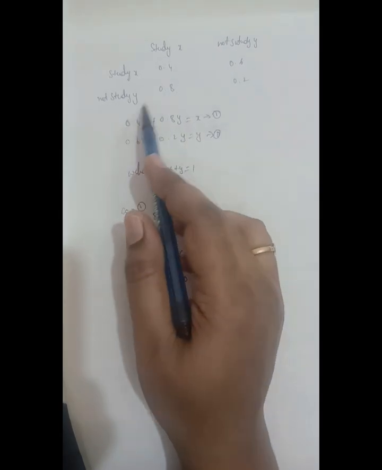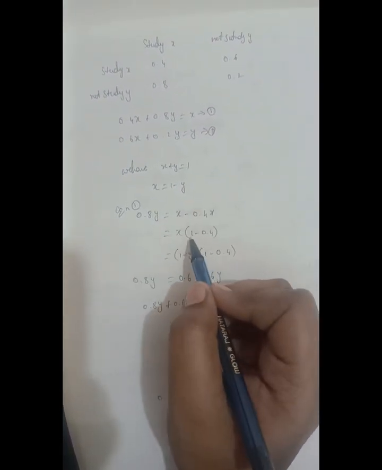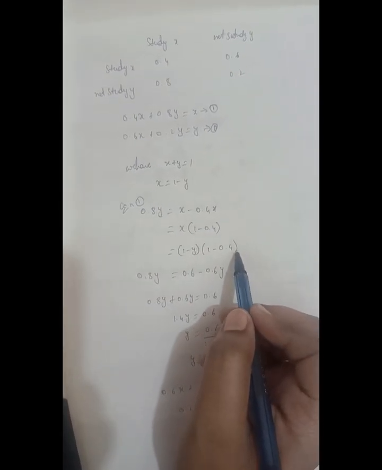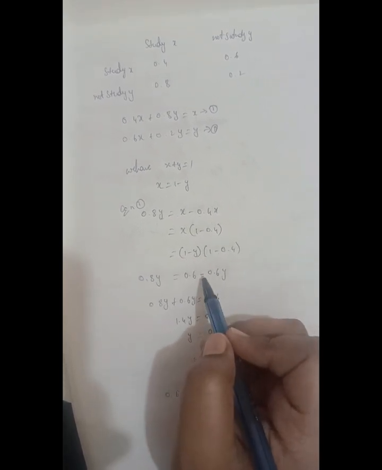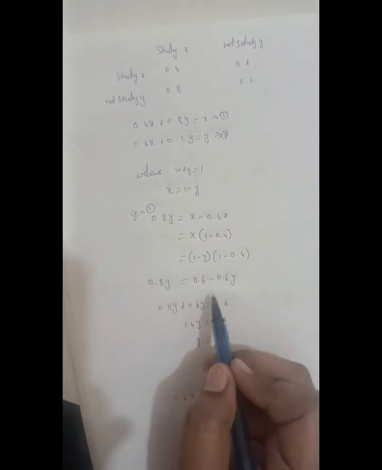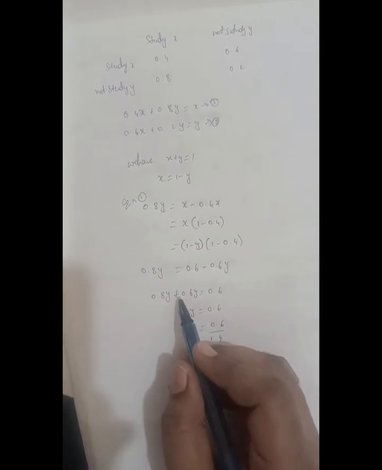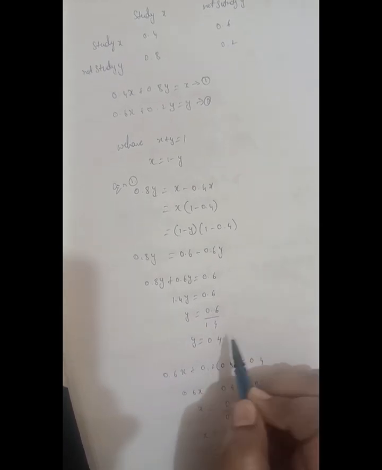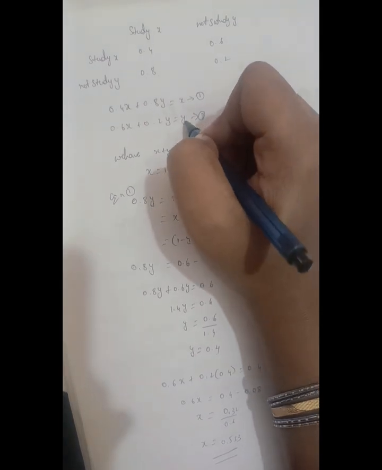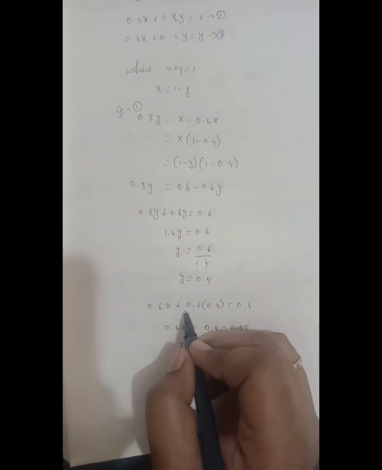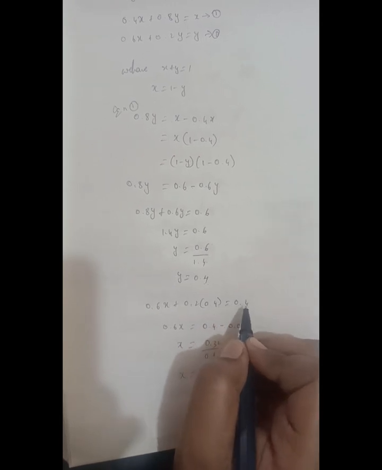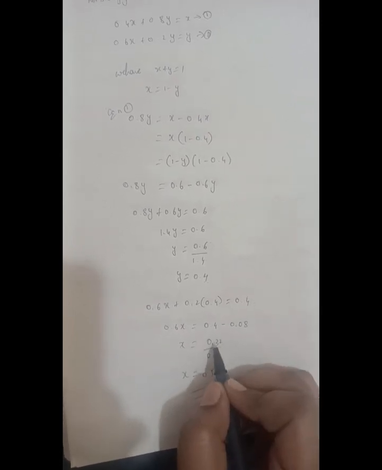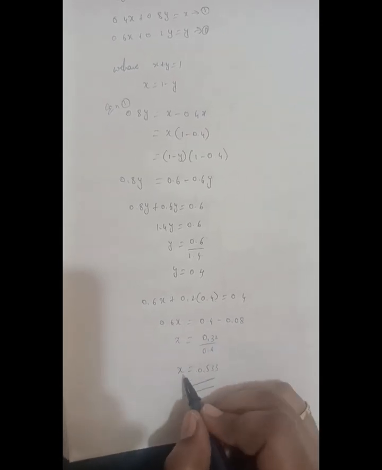0.8y is equal to x minus 0.4x. Taking x common, 1 minus 0.4, where x means 1 minus y. 1 minus 0.4 means 0.6, minus 0.6y. Taking 0.6 as positive, these two add to 1.4, divided by 1.4, y is equal to 0.4. Substitute 0.4 in equation 2: 0.6x plus 0.2 into 0.4 equals 0.4. So 0.6x is equal to 0.4 minus 0.08, 0.32, divided by 0.6. x is equal to 0.533.